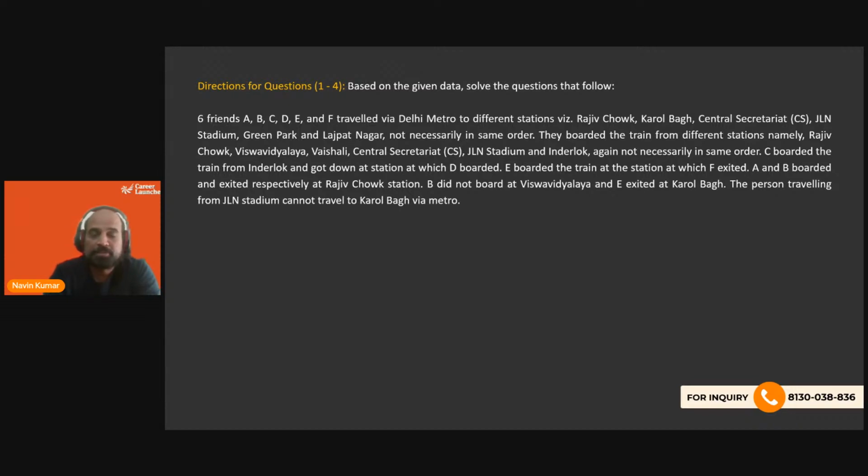C boarded the train from Inderlok and got down at the station in which D boarded. E boarded the train at the station at which F exited. A and B boarded and exited respectively at Rajiv Chowk station, and so on and so forth.